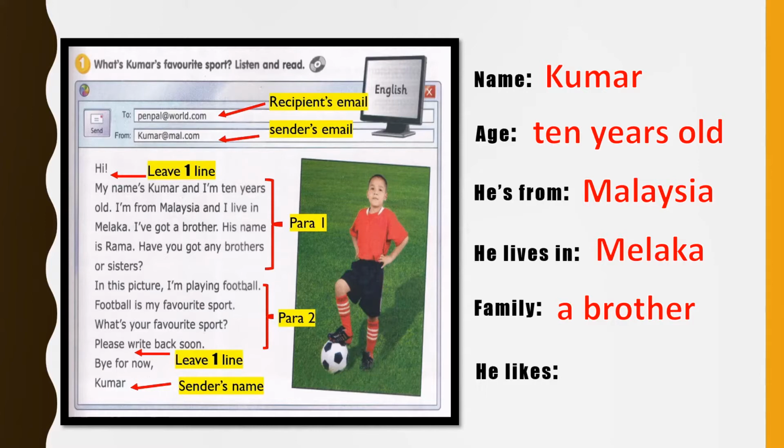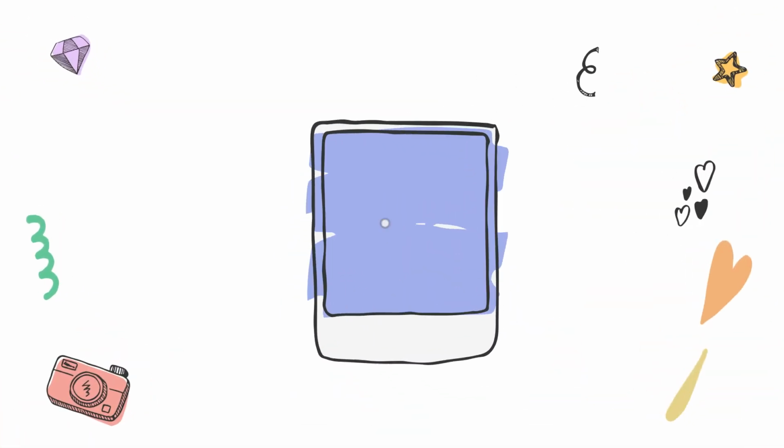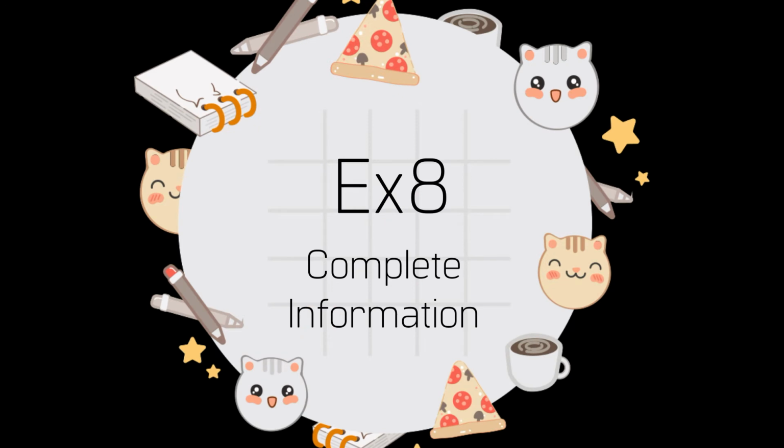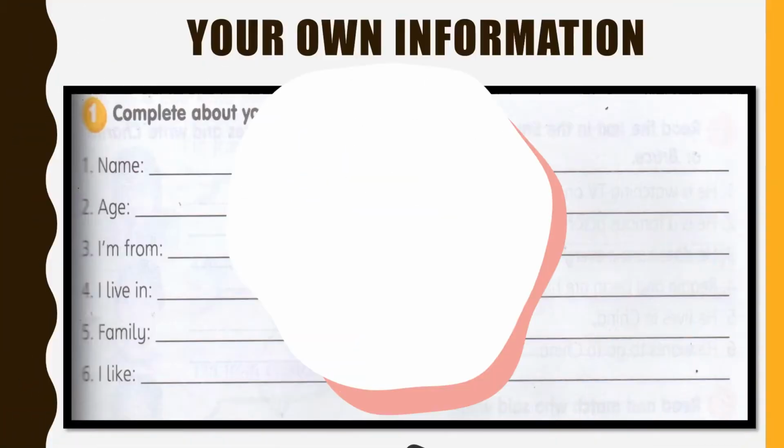And what does he like to do? He likes football. So these are the examples. So I want you to write this one in your exercise book. You write about yourself based on what I teach here, okay?